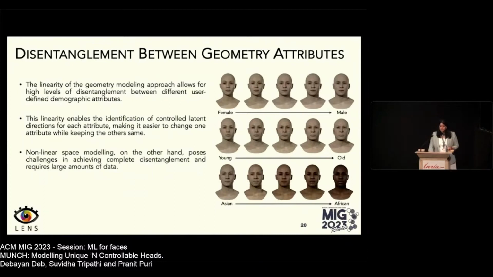And there is disentanglement between geometry attributes. Due to the use of linear modeling, we were able to correctly identify the latent directions from one demography to another, for example from female to male, young to old, and from Asian ethnicity to African ethnicity. Linear modeling helps you identify the latent directions with the help of the offsets that we calculate. But with nonlinear modeling, it gets difficult and needs a lot of data to identify specific latent directions.